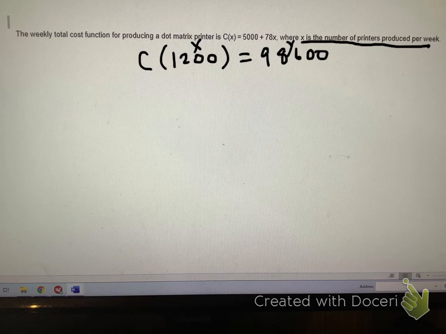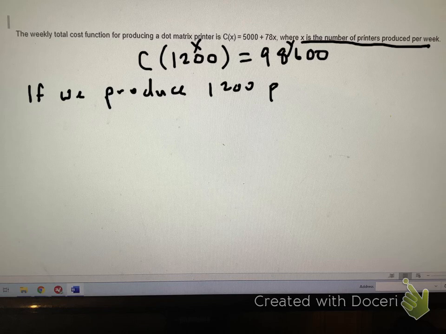So if we produce 1,200 printers per week, and again, you'll notice I'm not getting super creative with this. I'm using the phrasing from the problem to help me write my interpretation.